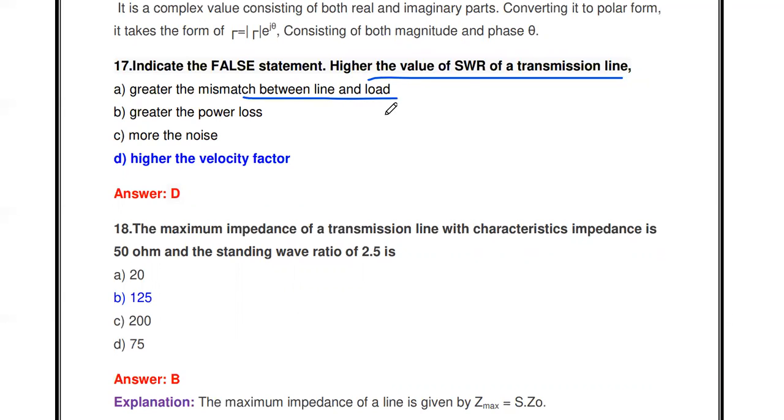Greater the power loss. Yes, SWR is high means power loss is also high. More the noise. So these statements are true. But we have to identify the false statement. So SWR is high means the velocity factor is high. This is false. So this one is a false statement regarding higher the value of SWR.